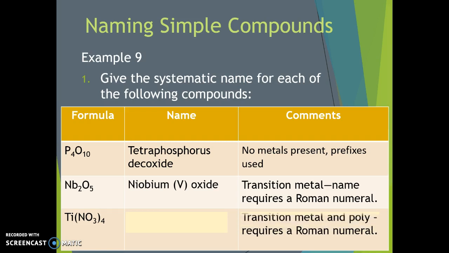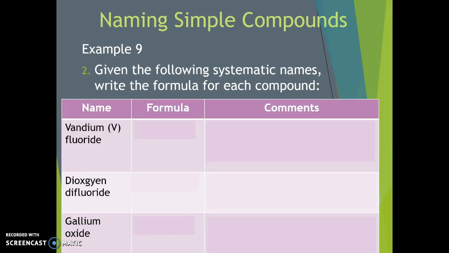The last one, titanium, is also a transition metal, and it does include a poly, so we need a Roman numeral. NO3 is nitrate, which has a -1 charge, and since there are 4 of them, the charge on the titanium must be +4, so this would be titanium(IV) nitrate.